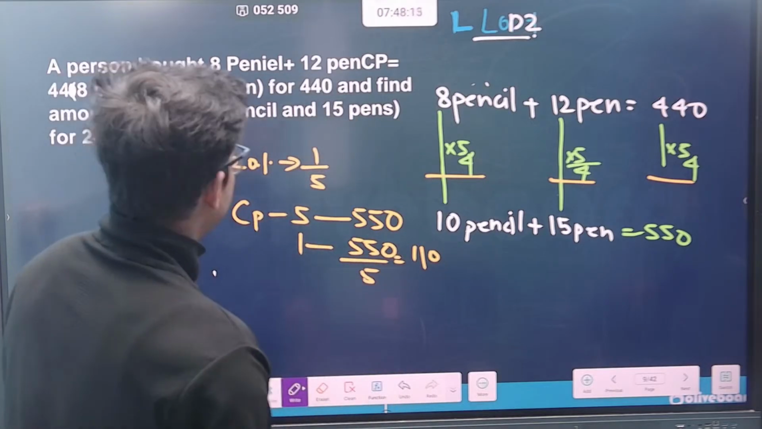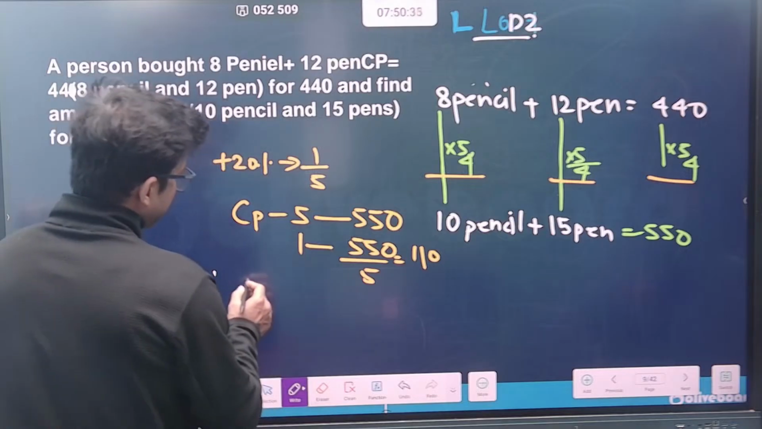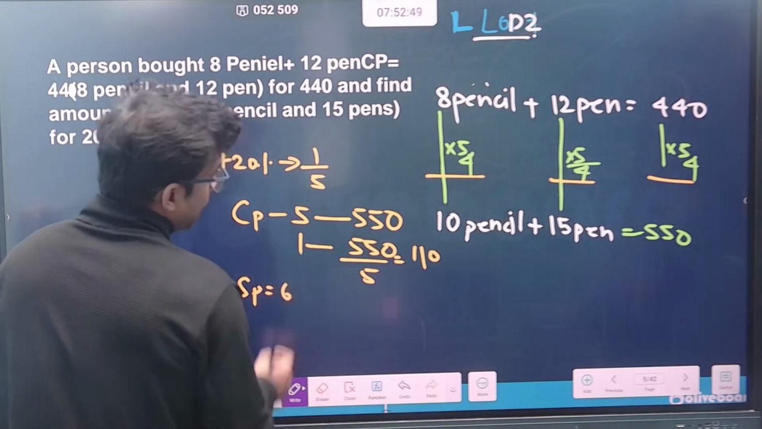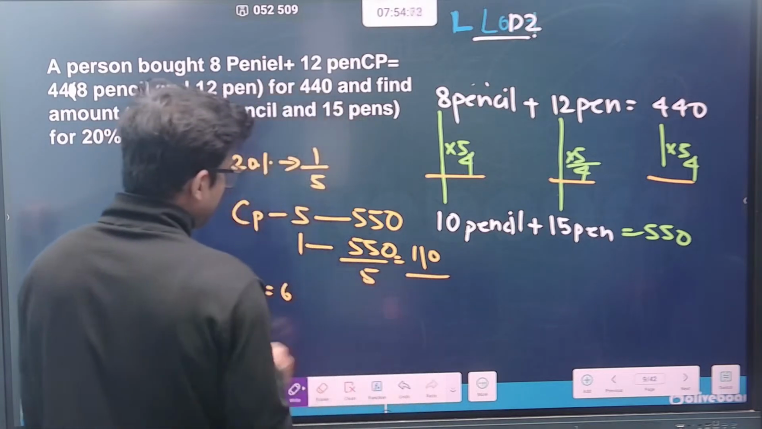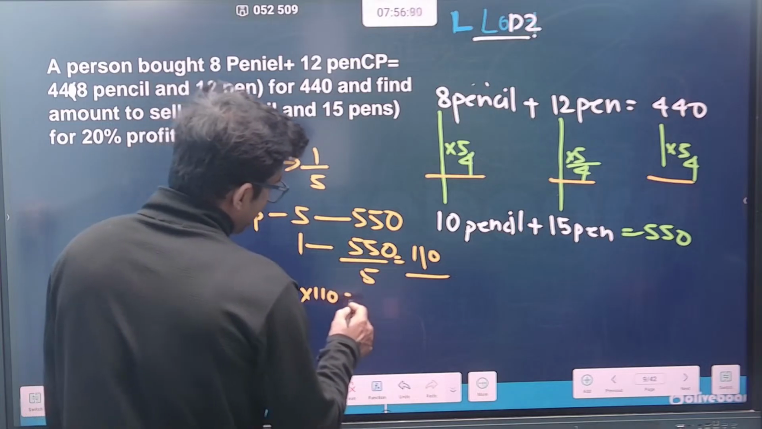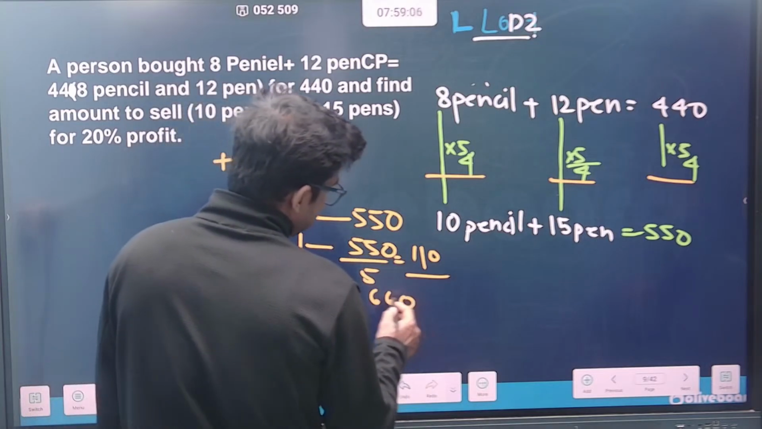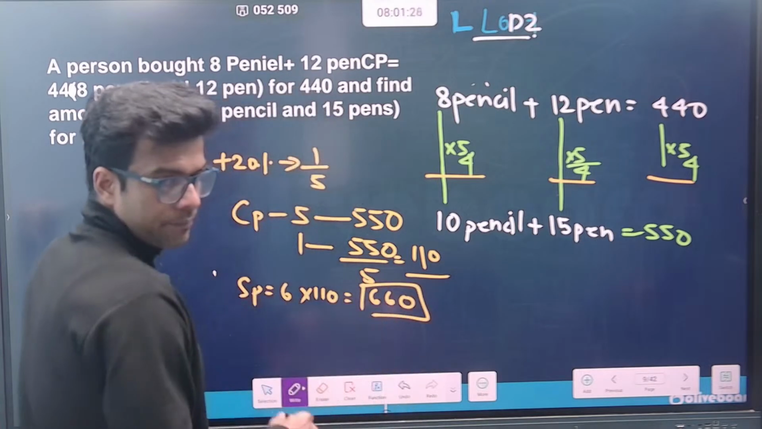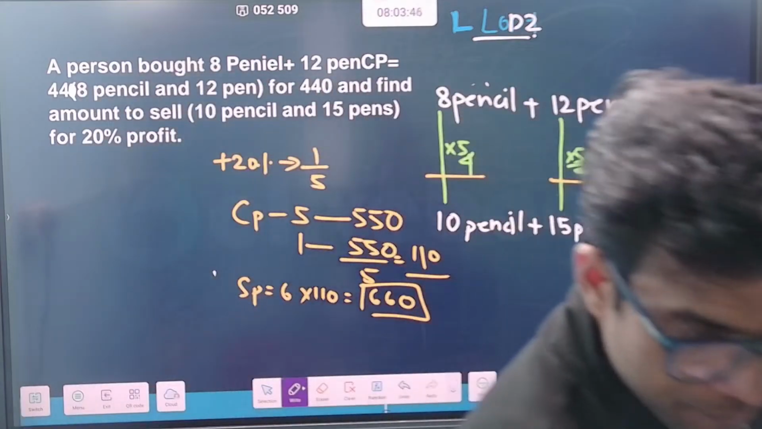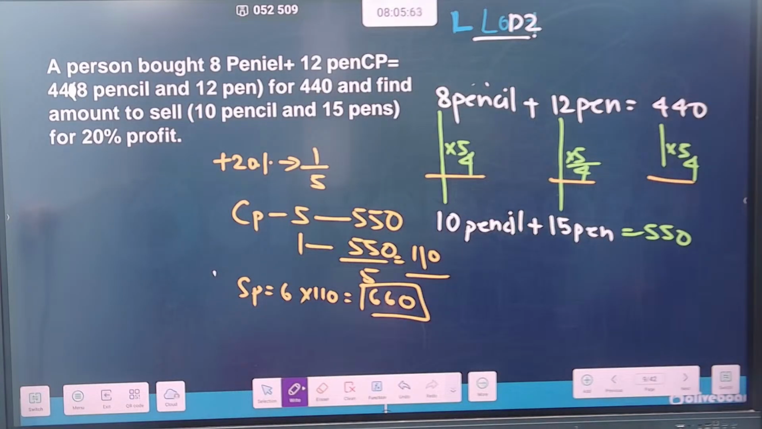So they are asking to find the selling price. If CP is 5, then the selling price would be how much? 6. If one value is 110, then 6 values would be 110 times 6. So 11 sixes are 66. 660 would be my answer. My answer would be 660.